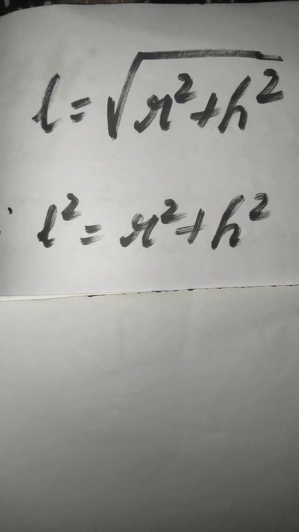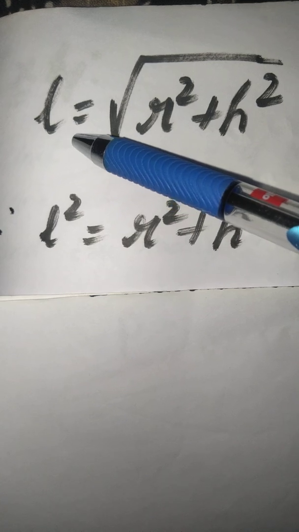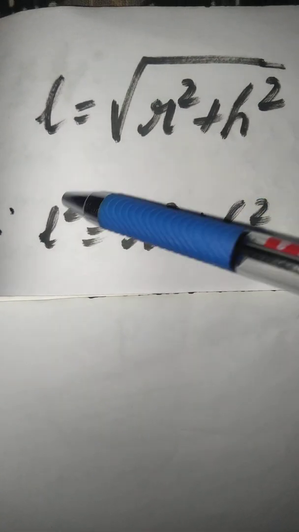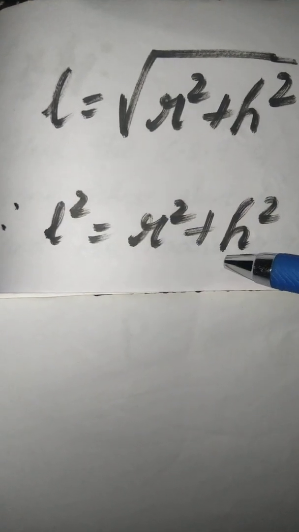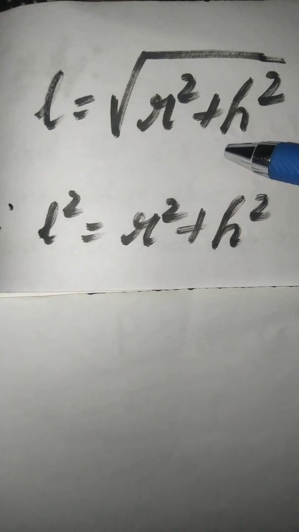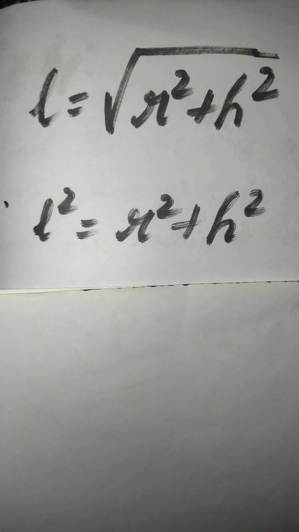If they give the height and you need to find the slant height, you can use this formula, children. l square is equal to r square plus h square as per your Pythagoras theorem, and l is equal to square root of r square plus h square.